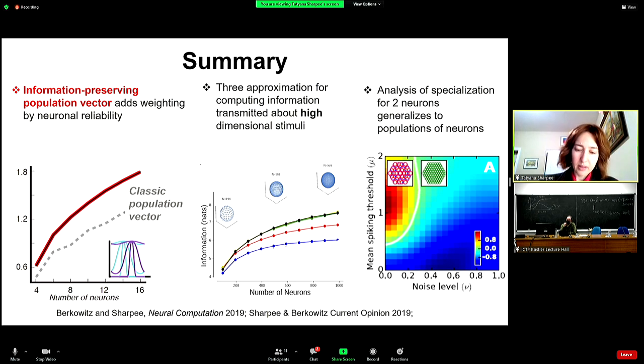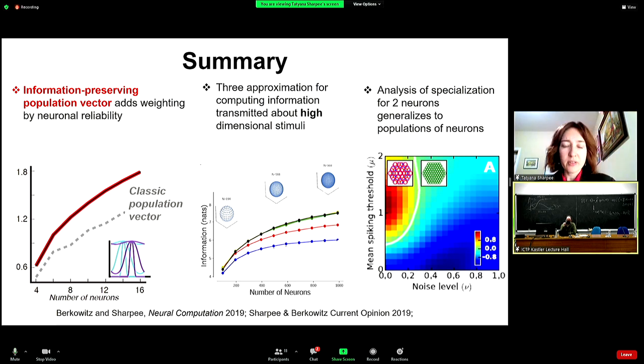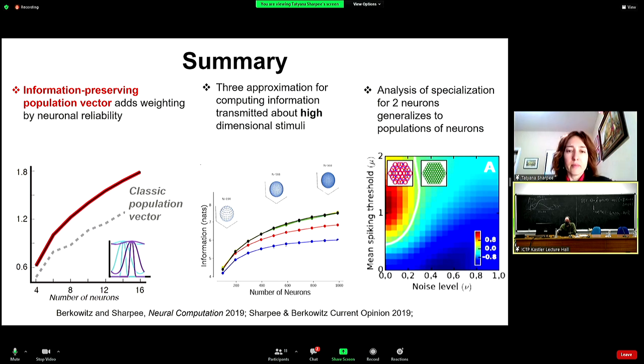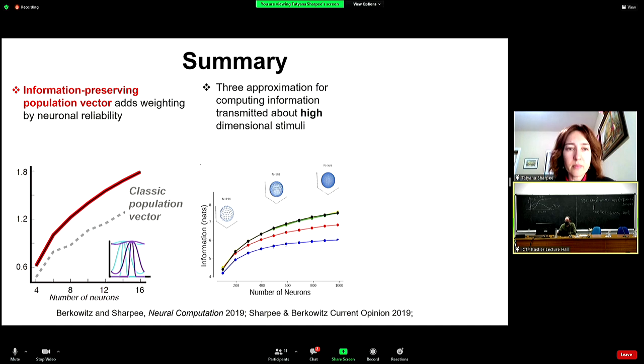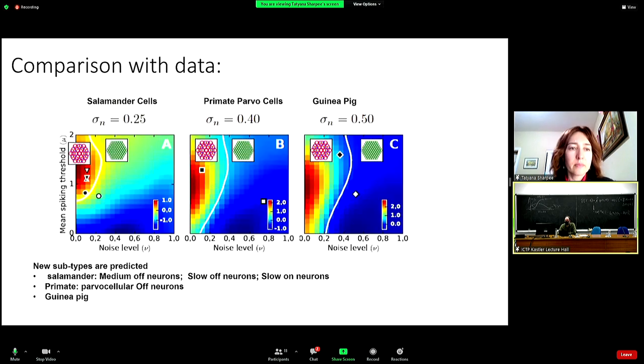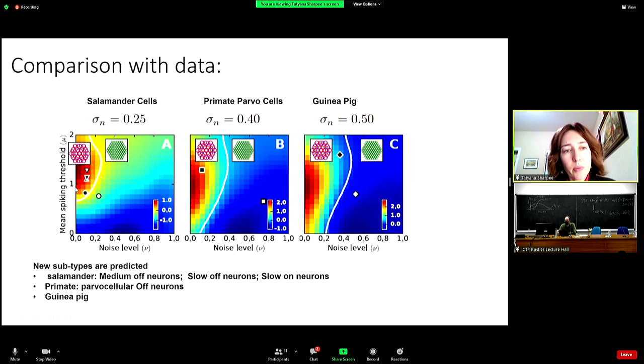Okay. So, Tanya, just to understand, from the data from the salamander, the guinea pig, and the other experiments, what you get are the receptive fields, right? So the W_i. And then the plot that you show is essentially a result of numerical calculation that you do, say, computing the mutual information. So the whole plot is pure simulation, pure analysis of information transmission, no data. The data comes in when we plot average noise level and mean spiking thresholds for various neuronal types.